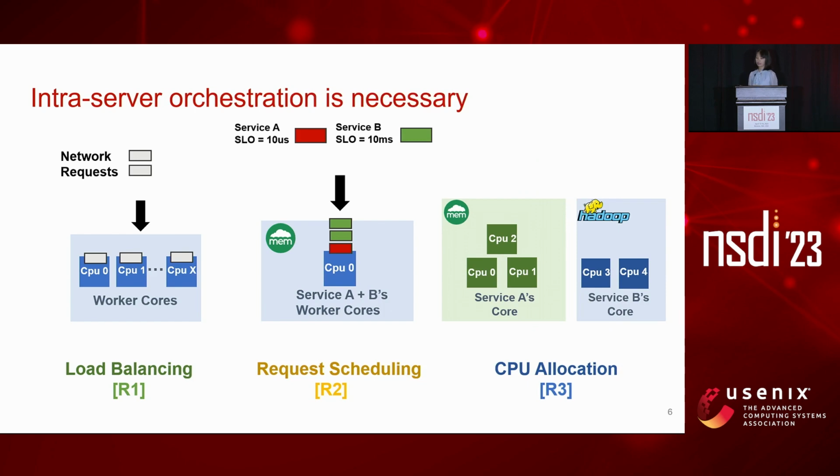The CPU allocator determines which application service runs on which CPU cores. To mitigate interference, cloud providers isolate applications across cores, and when the workload changes, the CPU allocator migrates cores between applications to ensure high resource utilization.